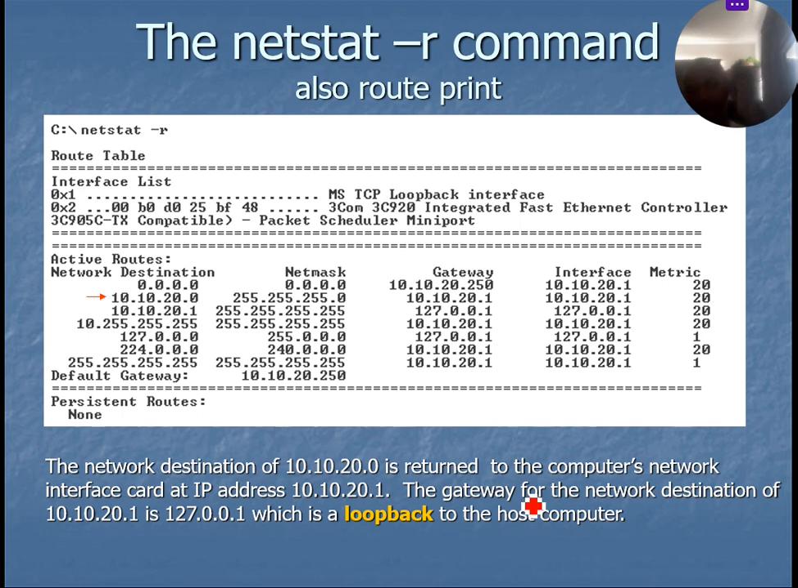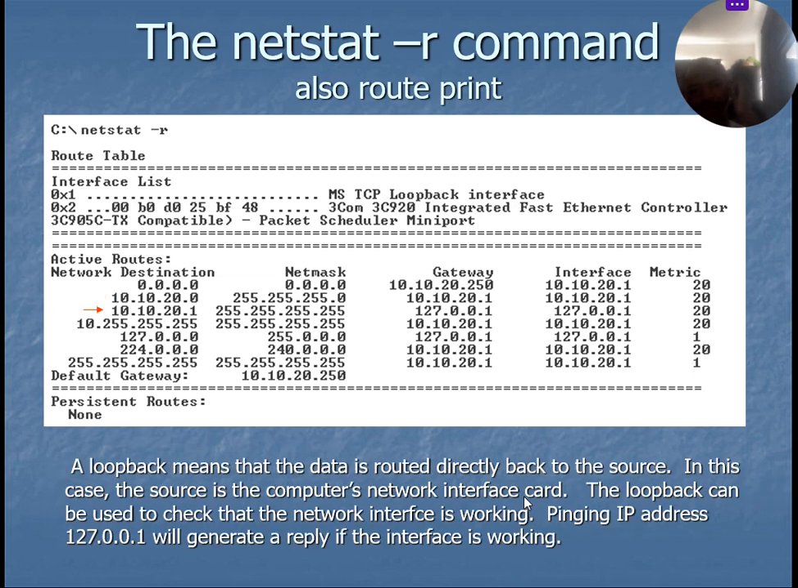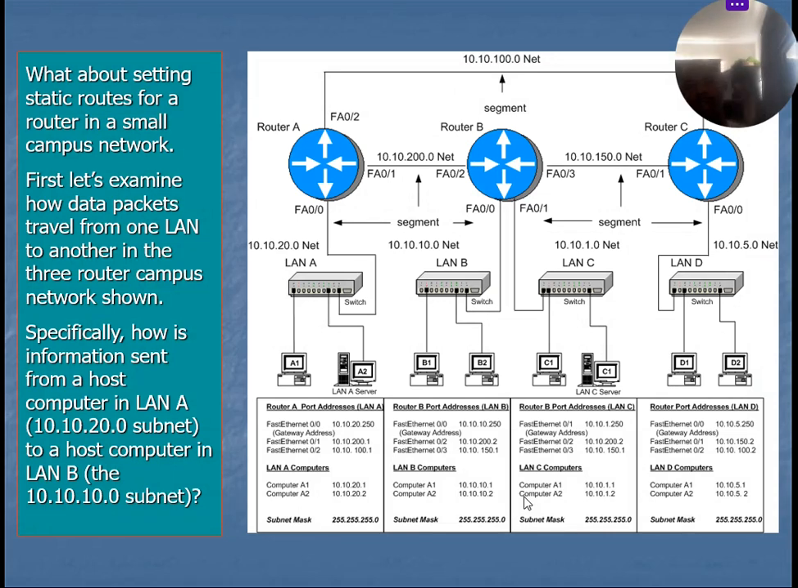So let's quickly take a look at the part that I want us to see. This is LAN A, the local area network, LAN A. Okay, what about setting static route for router in a small campus network? Let's take a look at that.